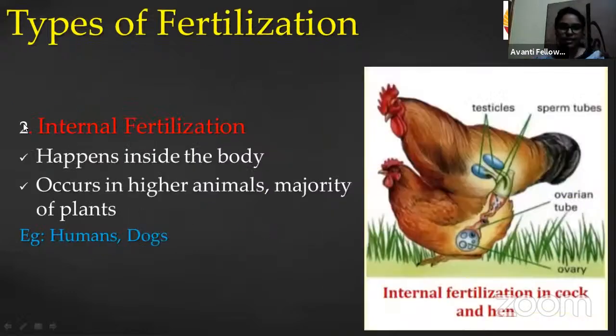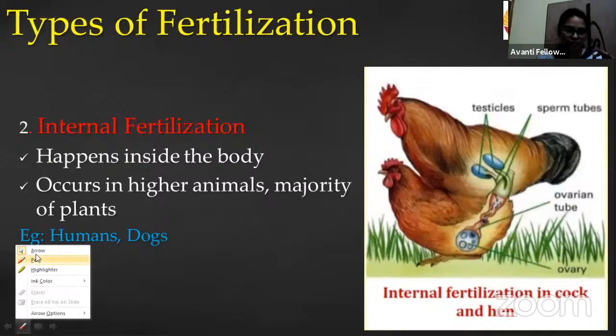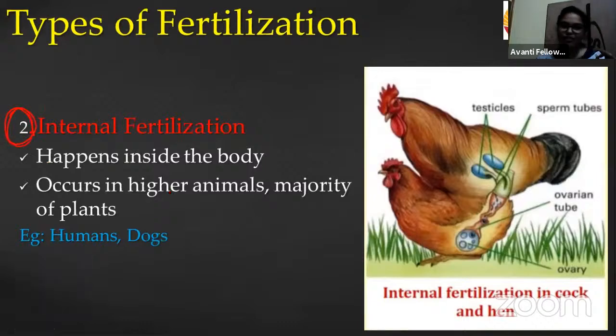Okay, so the best and always favorite for the nature is the internal fertilization. Okay, so here what happens? Fertilization happens inside the body. Like the female gamete is present within the mother, matlab female. Okay, and the male carries the sperm. Okay, so after that the fertilization takes place. Okay, so if you take the example of humans or this chicken that you're seeing here, okay, so inside the body fertilization is happening. So this happens in the higher animals and the majority of higher plants.